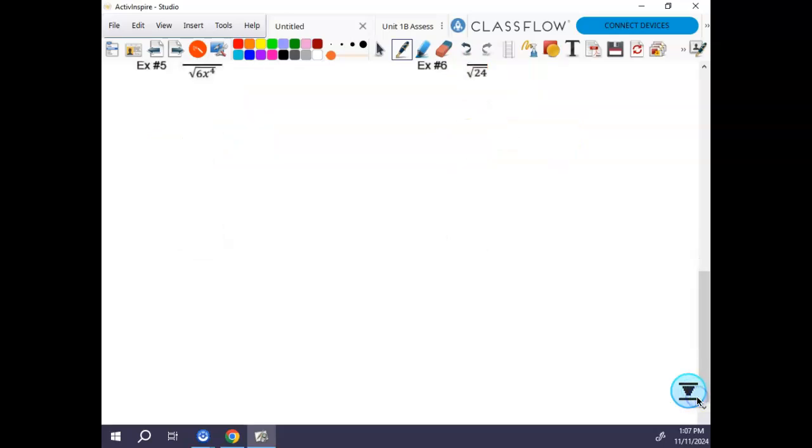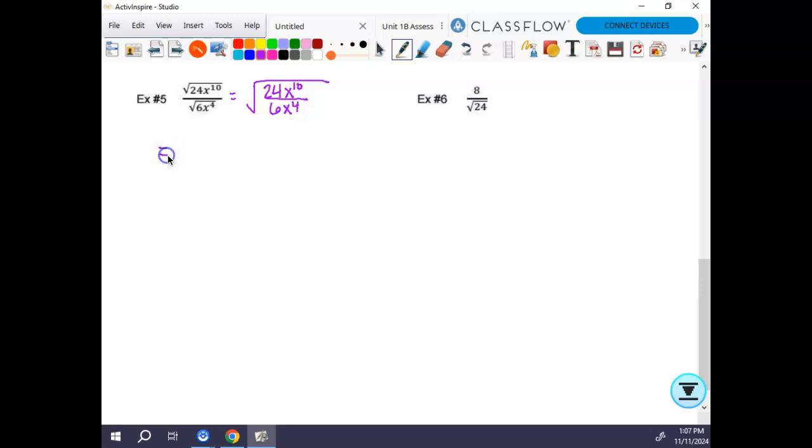So then let's look at example 5 here. So the first thing I want to do is make this into one fraction, or I'm sorry, one square root. You get 24x to the 10th over 6x to the 4th. All right, so 24 divided by 6 is what? 4. And x to the 10th divided by x to the 4th is? X to the 6th, good. And then, square root of 4 is 2. What is the square root of x to the 6th?